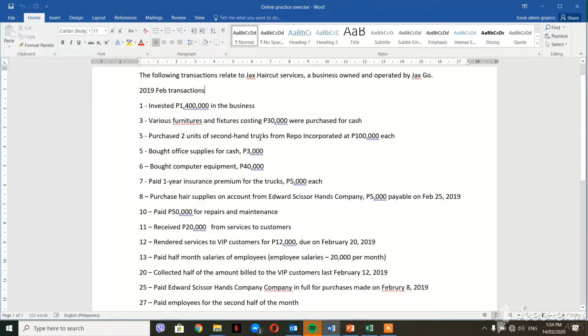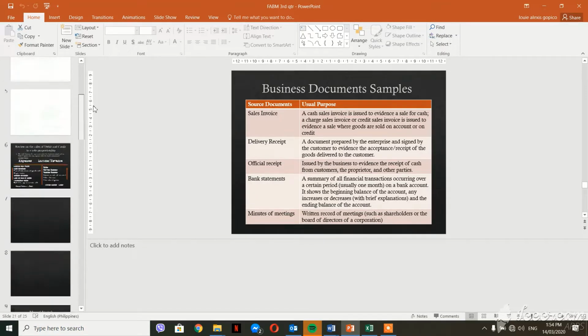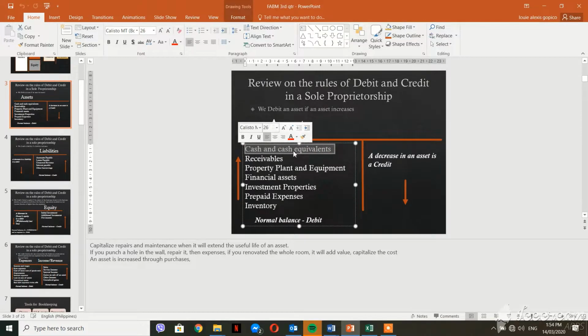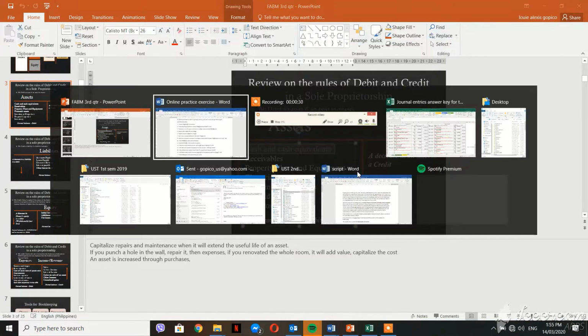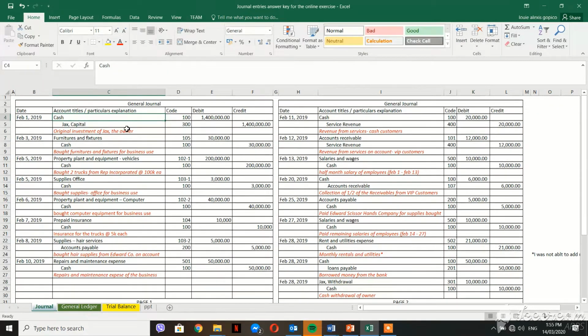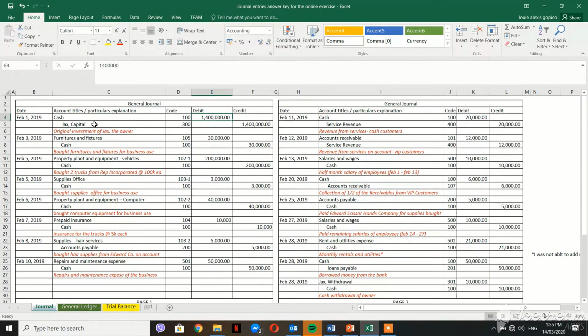So on February 1, there is an investment by the owner of 1.4 million in the business. So if we look at the PowerPoint, 1.4 million is cash, right? Cash yun. So if cash increases, we debit cash. That's why in our answer key here, cash is a debit because it is an asset, and the business receives an asset worth 1.4 million from the owner.